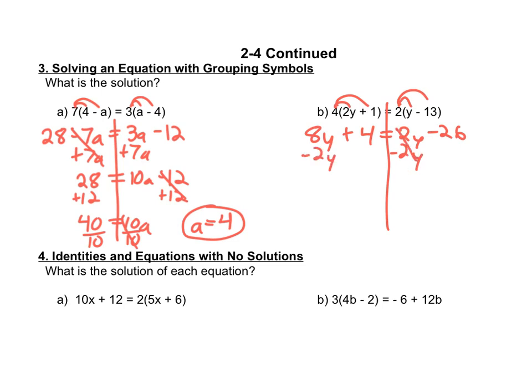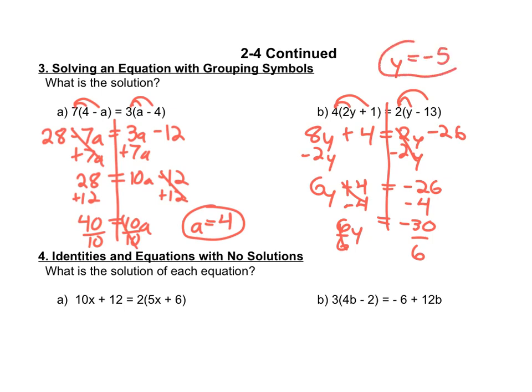Okay, so this would become 6y plus 4 equals negative 26. And then I would subtract 4 from both sides. This would become 6y equals negative 30. And then finally divide by 6. So that y equals negative 5. Okay? So that's solving.